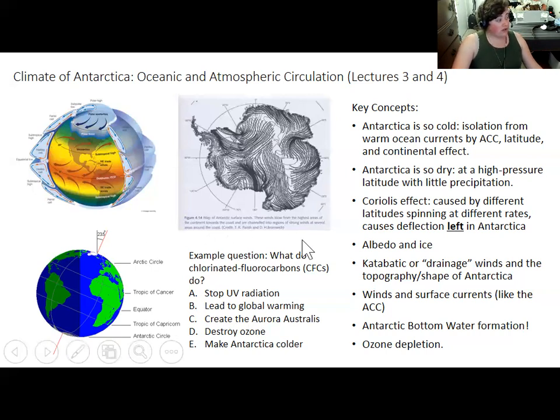But here's an example question regarding chlorinated fluorocarbons. What do chlorinated fluorocarbons do? A, they stop ultraviolet radiation. B, they lead to global warming. C, they create the aurora australis, or the southern lights. D, they destroy ozone. E, they make Antarctica colder.